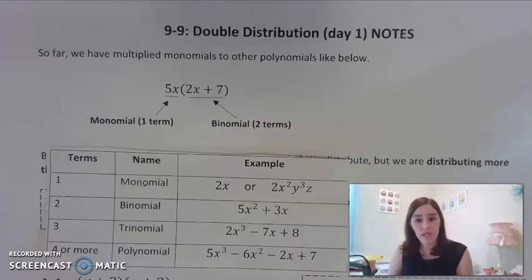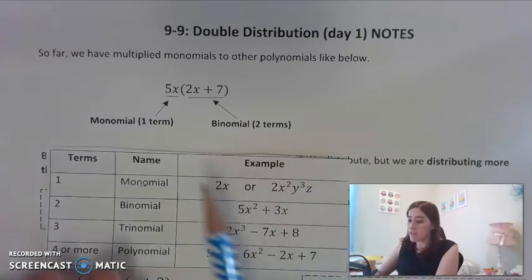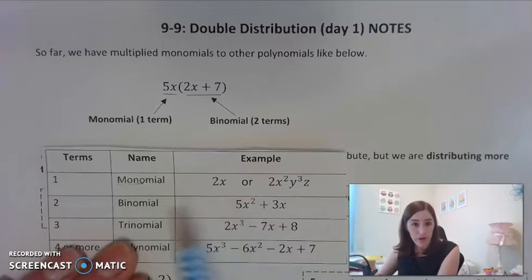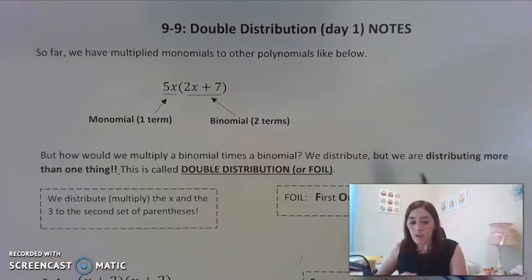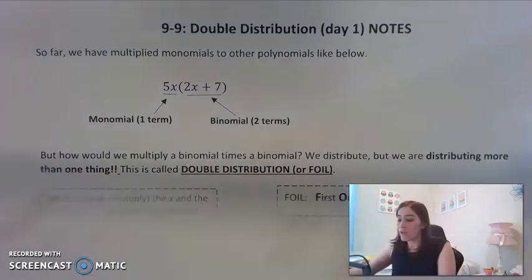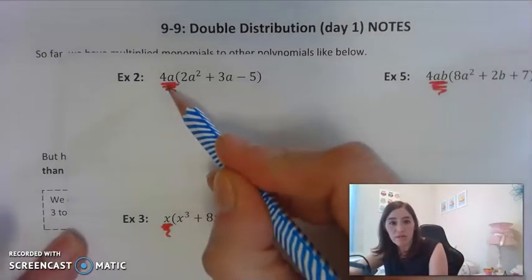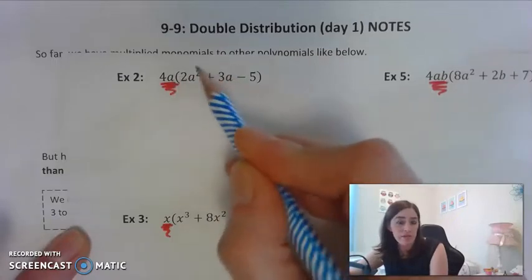Double distribution, day 1. So far, we have been multiplying monomials to other polynomials like below. And just to remind you, a monomial has only one term, binomial 2, trinomial 3, etc. Okay? So all the problems that we did yesterday, we had a monomial, so one term touching a set of parentheses that we would have to distribute.